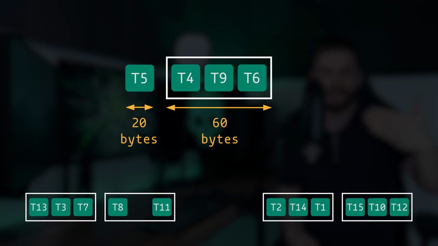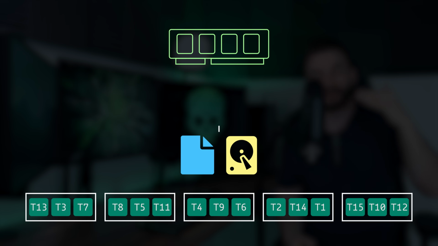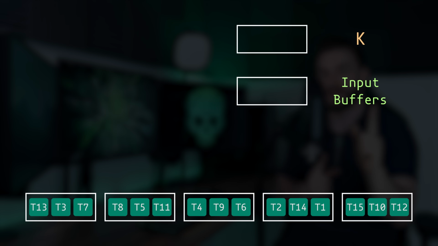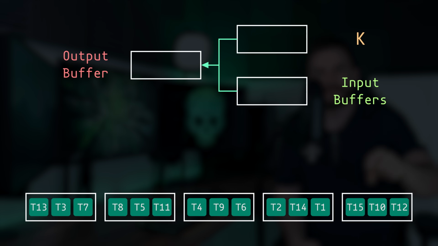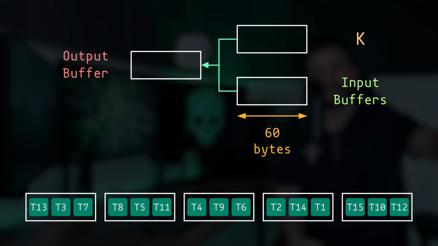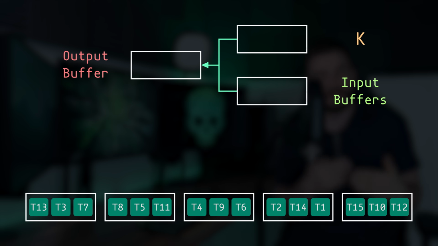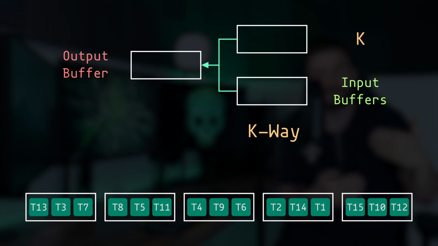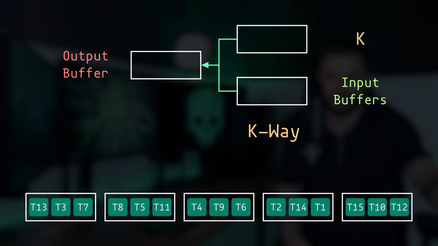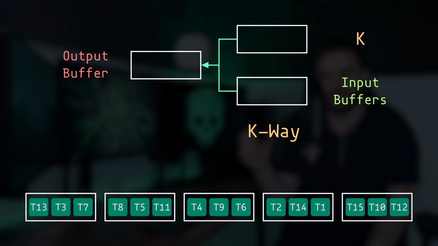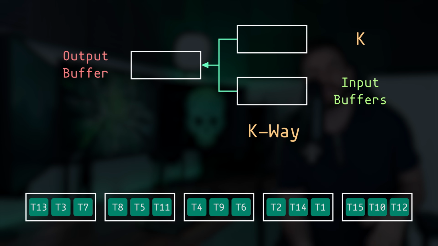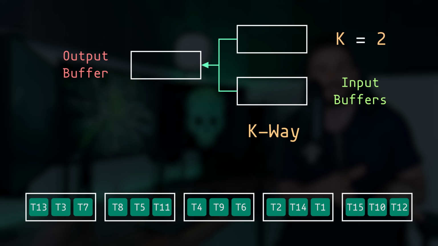Now that we know the size of the data we're working with, we need a way to load and process pages in memory. And for that, we're gonna use k input buffers and 1 output buffer. Each buffer will be able to store one entire page at a time. So we need 60 bytes for each buffer in this example. And the reason this algorithm is called K-way is because we can have k input buffers. The number of input buffers impacts how fast we can actually sort. But again, for simplicity, let's just say we have 2 input buffers, k equals 2. So this is going to be a 2-way external merge sort.